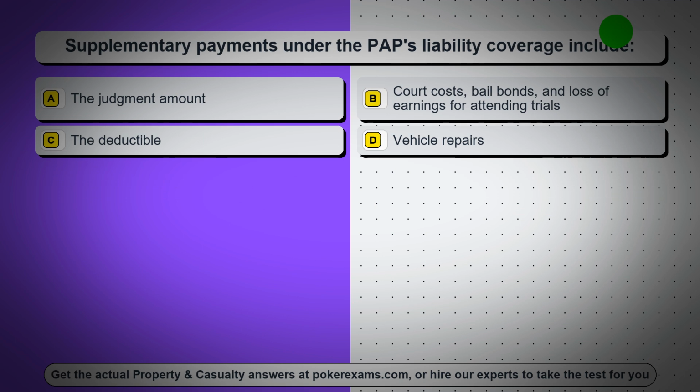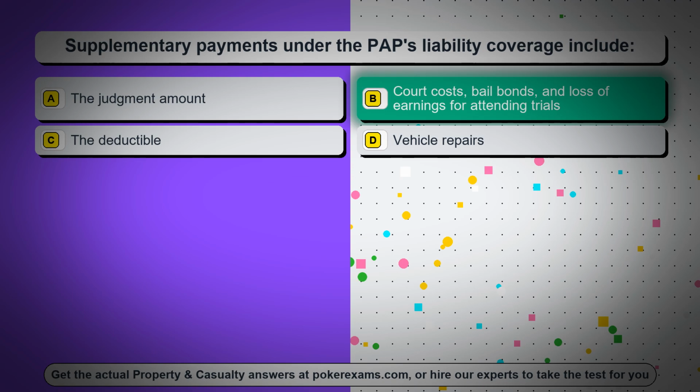Question 86. Supplementary payments under the PAP's liability coverage include: option A, the judgment amount; option B, court costs, bail bonds, and loss of earnings for attending trials; option C, the deductible; option D, vehicle repairs. The correct answer is option B, court costs, bail bonds, and loss of earnings for attending trials.